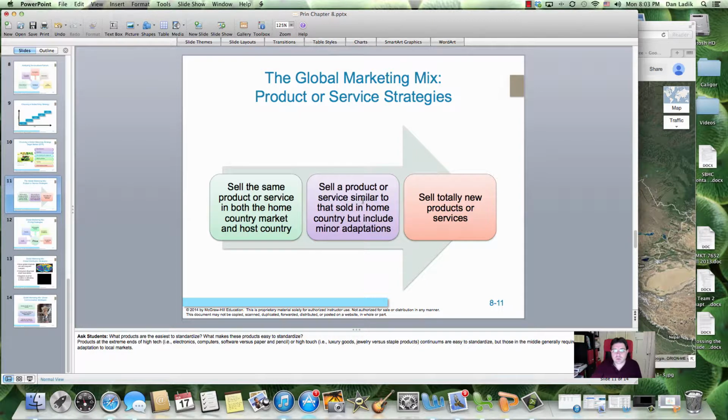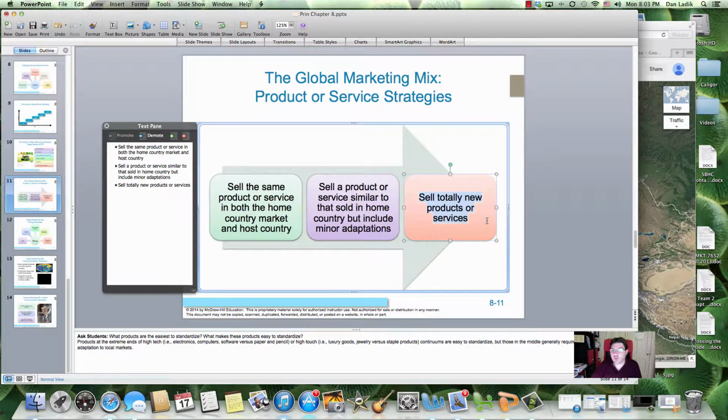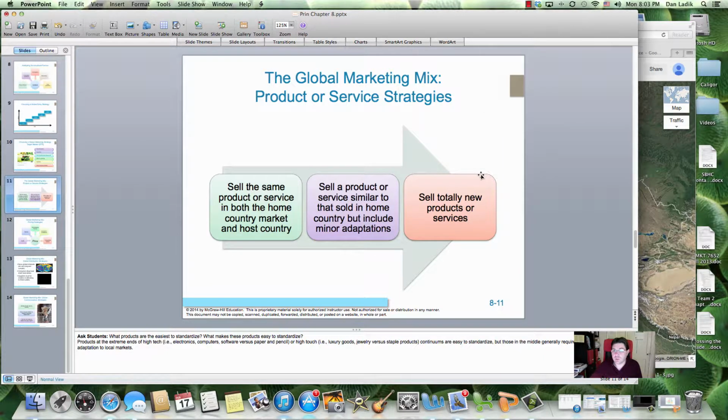We could sell a product or service similar to that sold in the home country, but include some minor adaptations. This is more like what Coke does. Or we can sell totally new products and services created specifically for that particular market. Some of the auto manufacturers, SUVs are popular here, but not very popular around the world. The Japanese manufacturers are selling SUVs here, but you don't see a Tacoma pickup in Japan. So this is a continuum from same to totally new.